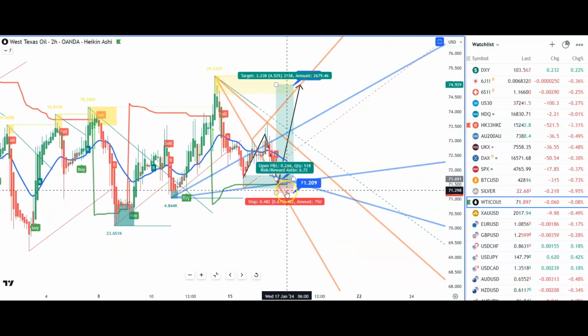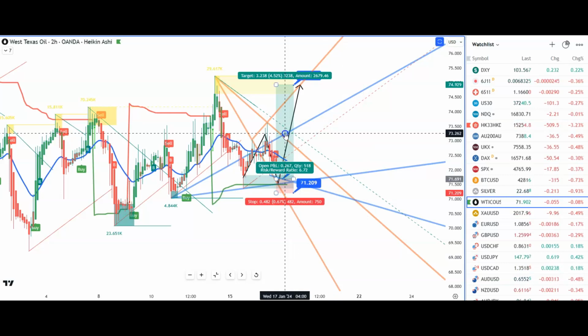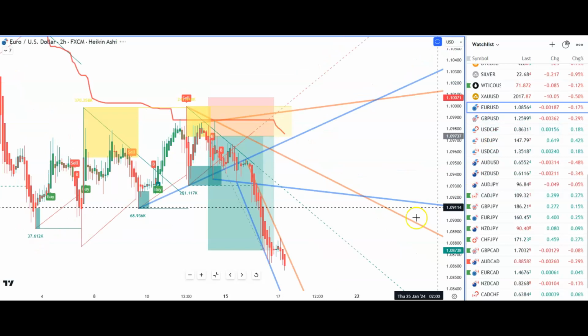Oil is setting up really lovely into the liquidity zone, and it doesn't matter if it doesn't work, does it? We're risking very little indeed, 48 pips, so it doesn't matter, but the benefits are 323 pips. So I'm just going to run through some of these.